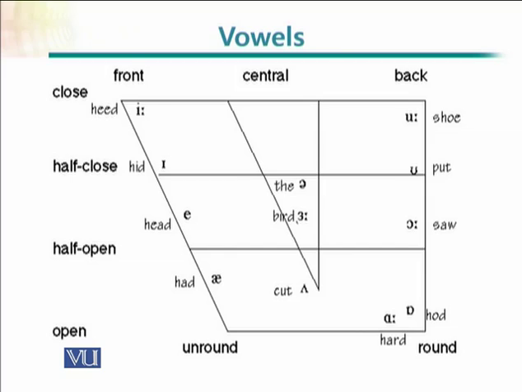We have our lips rounded when we produce sounds like hot or hard. And we have back vowels. If you look at the right side of this picture, we have back vowels in the form of shoe, foot, and saw. And in the center you could see the sounds of the and bird. The vowel sounds in these words are produced or are considered to be the central vowels.